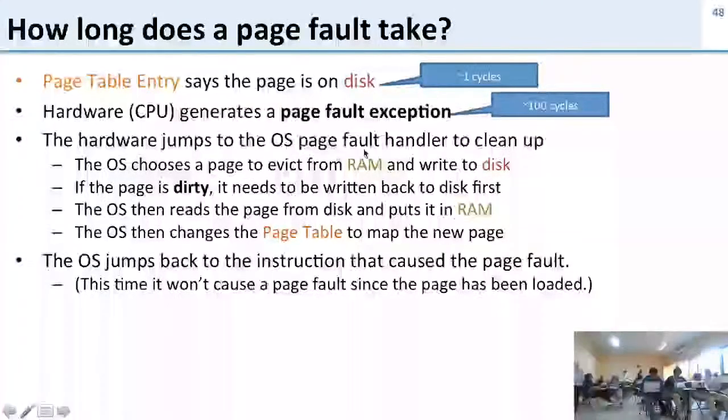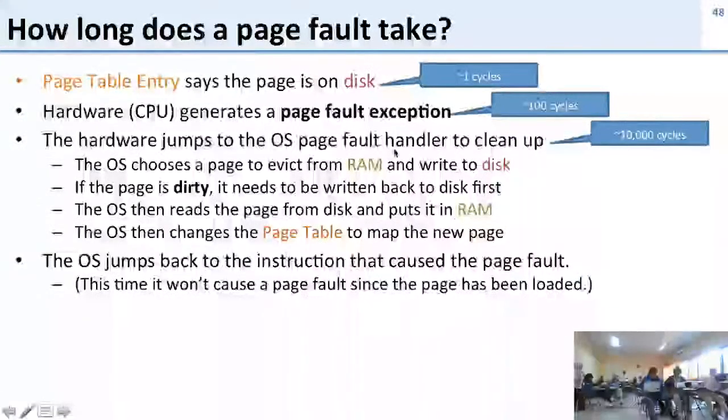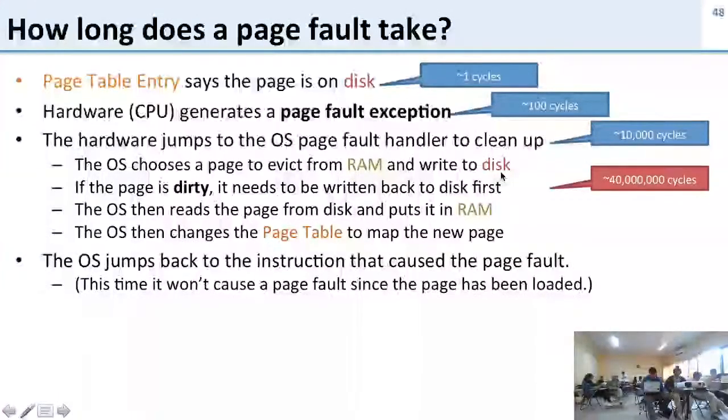How long does it take to jump into the operating system? This is actually really slow. This can take about 10,000 cycles just to jump into the operating system. So, okay, we know the data's on disk and we've taken 10,000 cycles just to get to the operating system. Then we need to write something out of RAM, take something from RAM and write it to disk to free up space. That's going to take a long time.